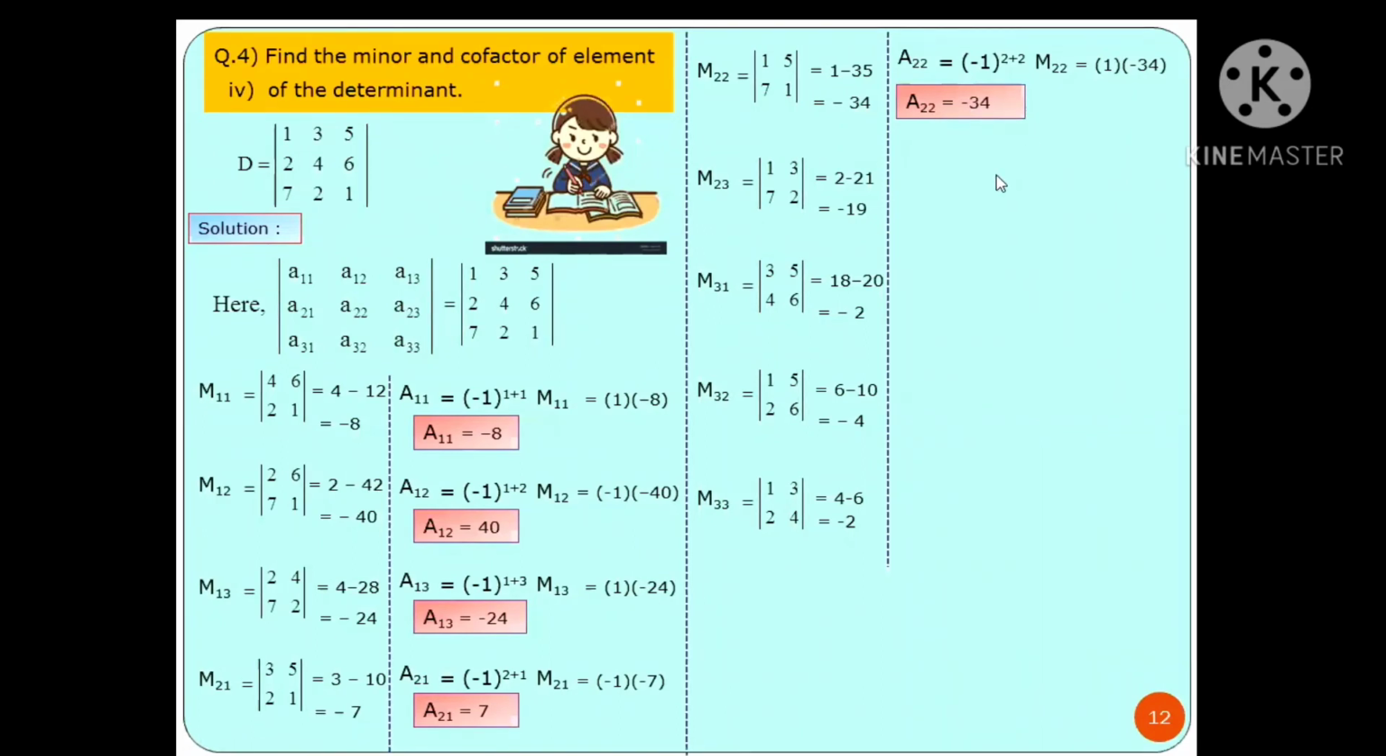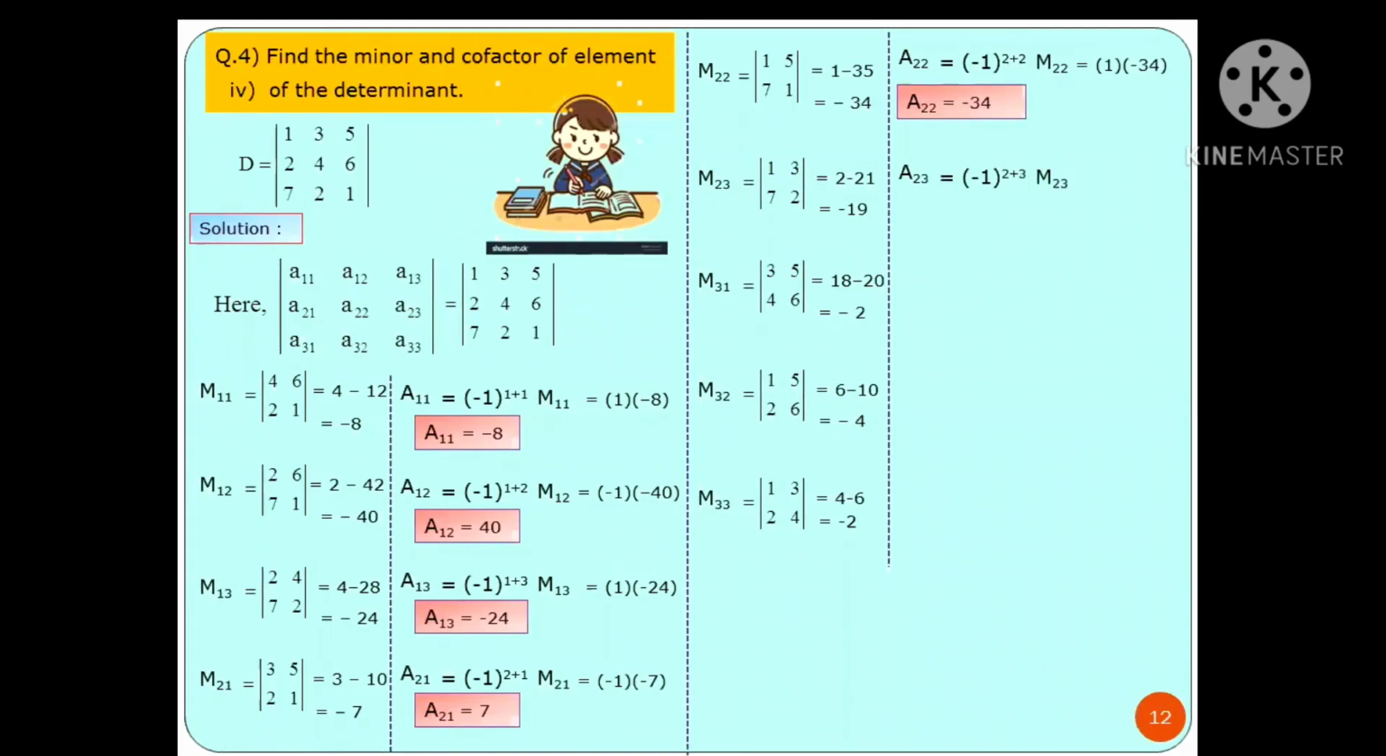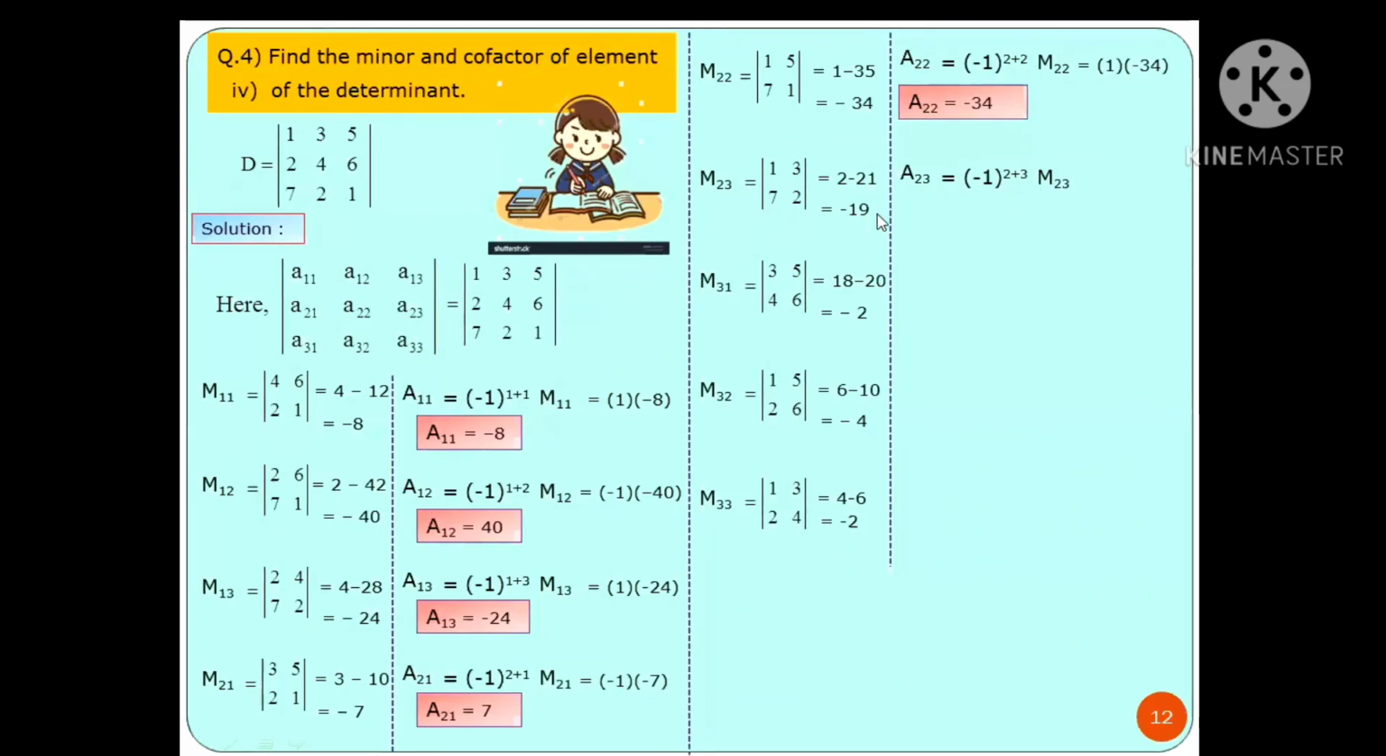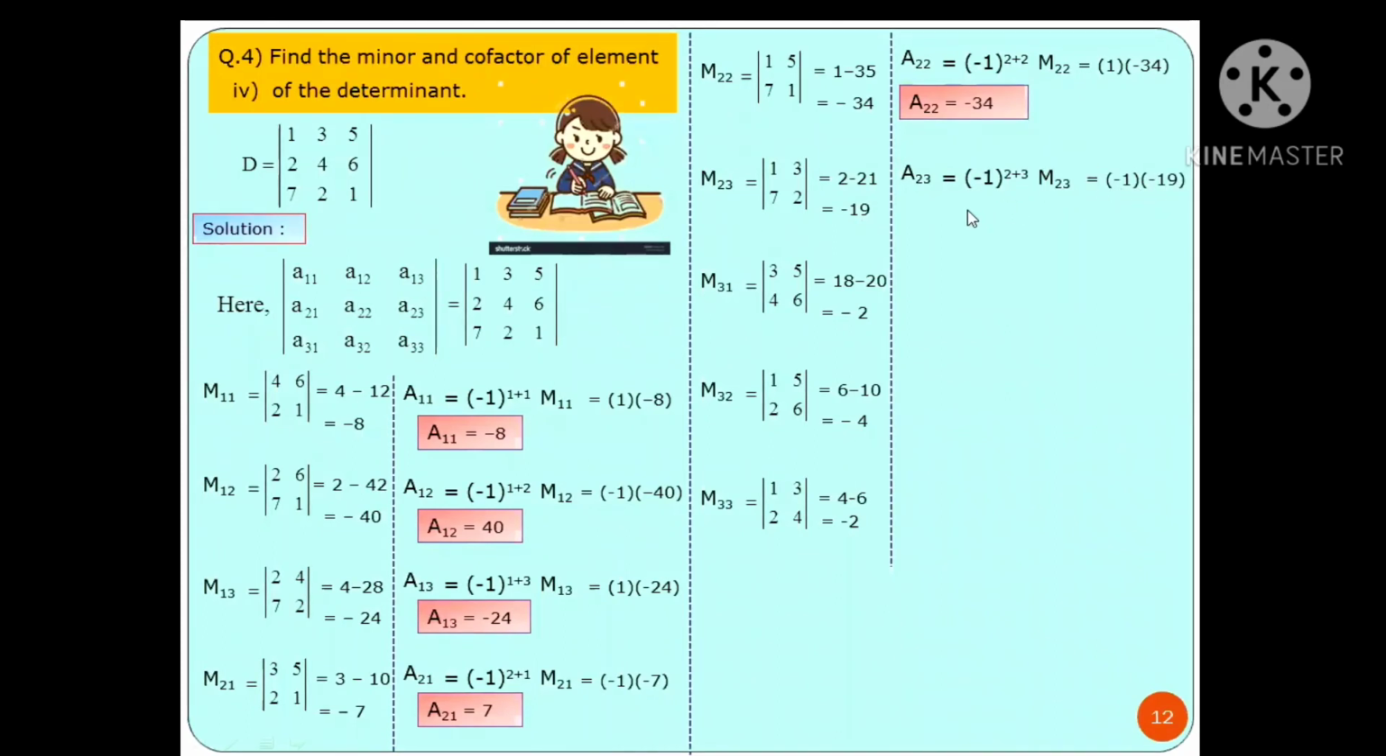Next cofactor A23 is obtained by the formula, substituting the values: minus 1 raised to power 2 plus 3 into minor M23. The sum 2 plus 3 is 5, minus 1 raised to 5 into the M23 value minus 19. Minus 1 multiplied by minus 19, the product is plus 19. Hence A23 is equal to 19.